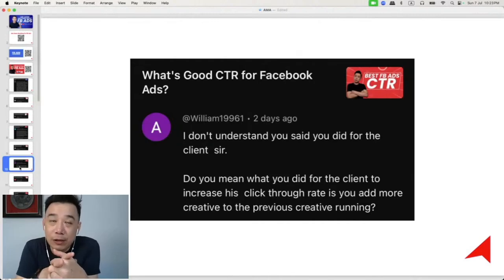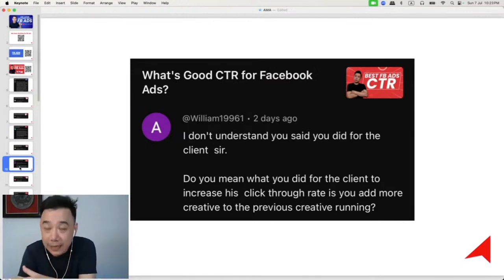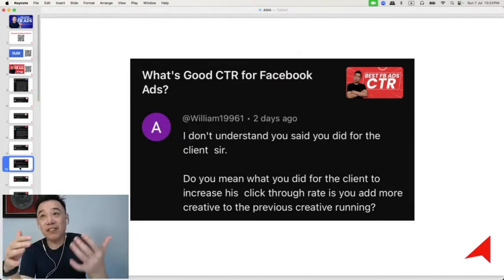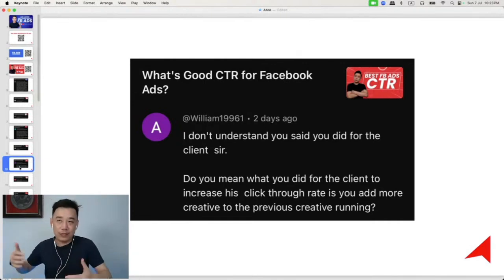If you're able to increase CTR, let's say your CTR is 0.5%, and you bump it to 0.75, that's actually a 50% bump. So if you get 50% more clicks, you're potentially getting 50% more results. That's what I was illustrating in the video itself.